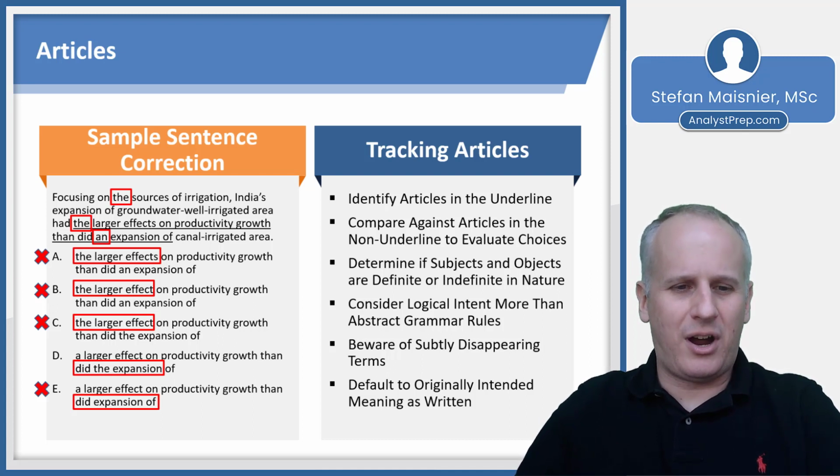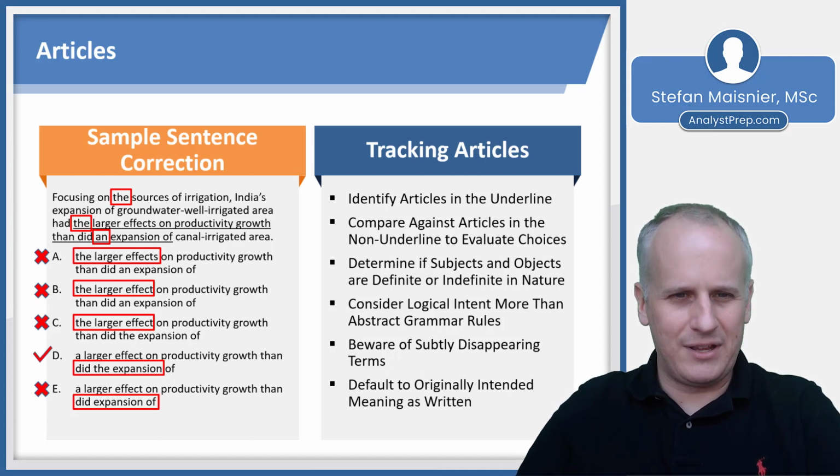And as always, we read our choice back into the original to confirm that it captures the originally intended meaning. So focusing on the sources of irrigation, India's expansion of groundwater well irrigated area had a larger effect on productivity growth than did the expansion, compared to the expansion of groundwater well irrigated area conducted by India, of canal irrigated area. And choice D does properly capture the originally intended meaning without introducing any sort of ambiguities or confusion, and we'd select it on the exam.